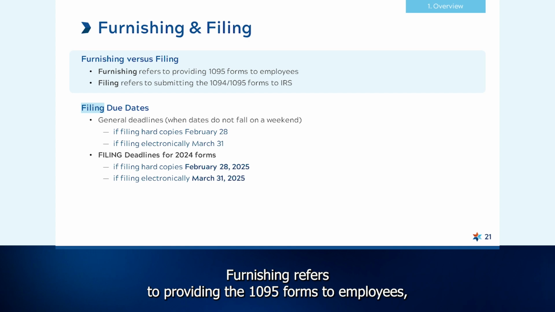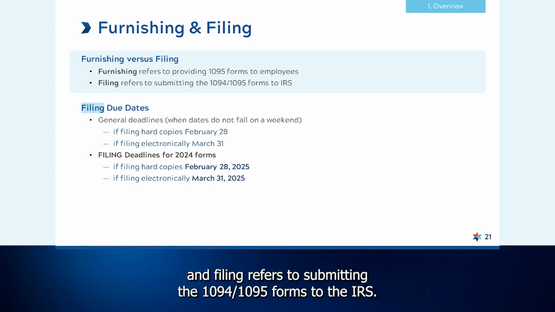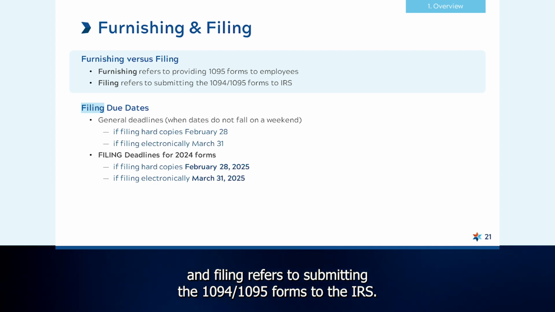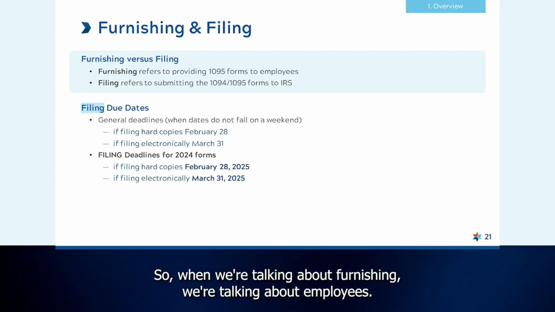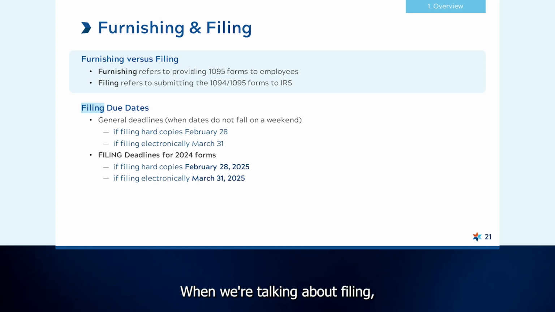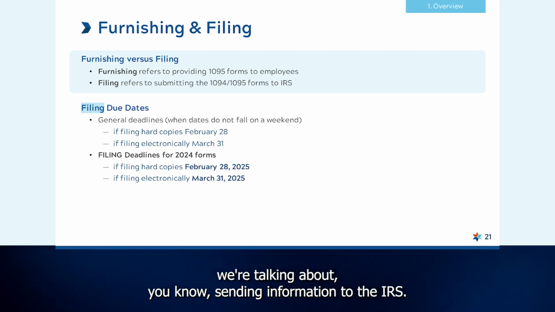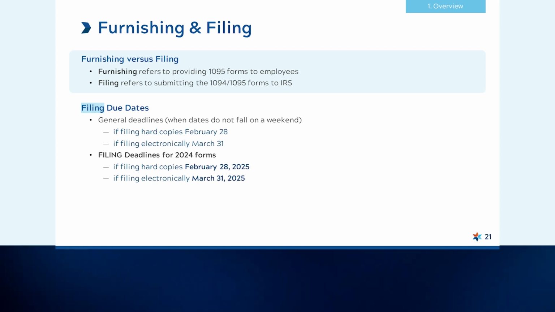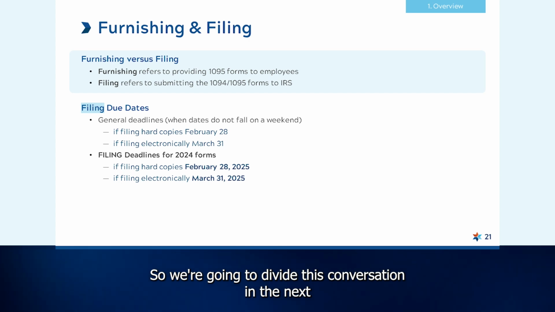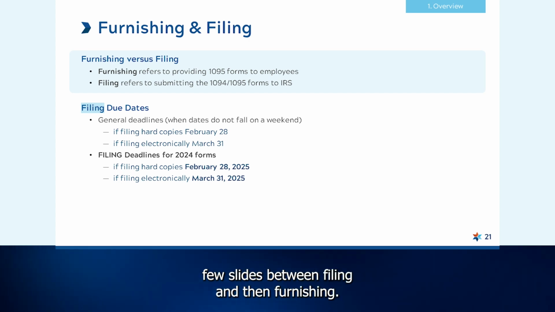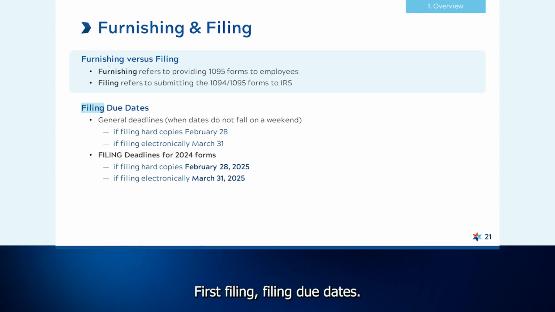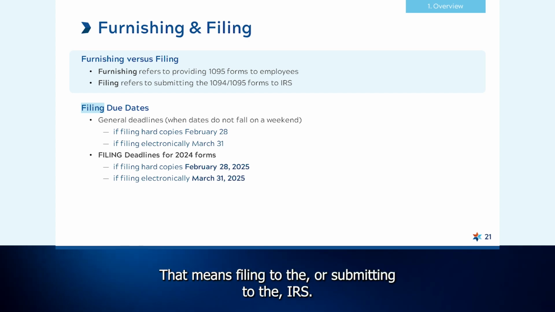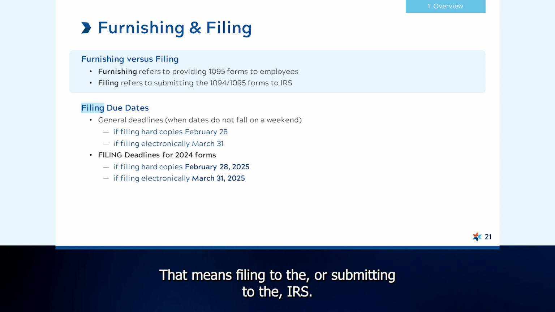Furnishing refers to providing the 1095 forms to employees. And filing refers to submitting the 1094, 1095 forms to the IRS. So when we're talking about furnishing, we're talking about employees. When we're talking about filing, we're talking about sending the information to the IRS. So we're going to divide this conversation in the next few slides between filing and then furnishing. First, filing due dates. That means filing or submitting to the IRS.